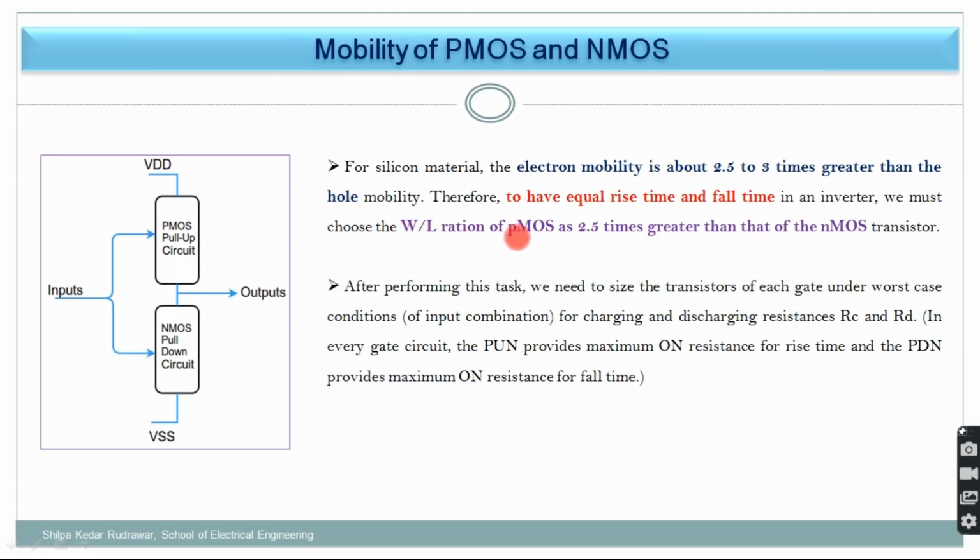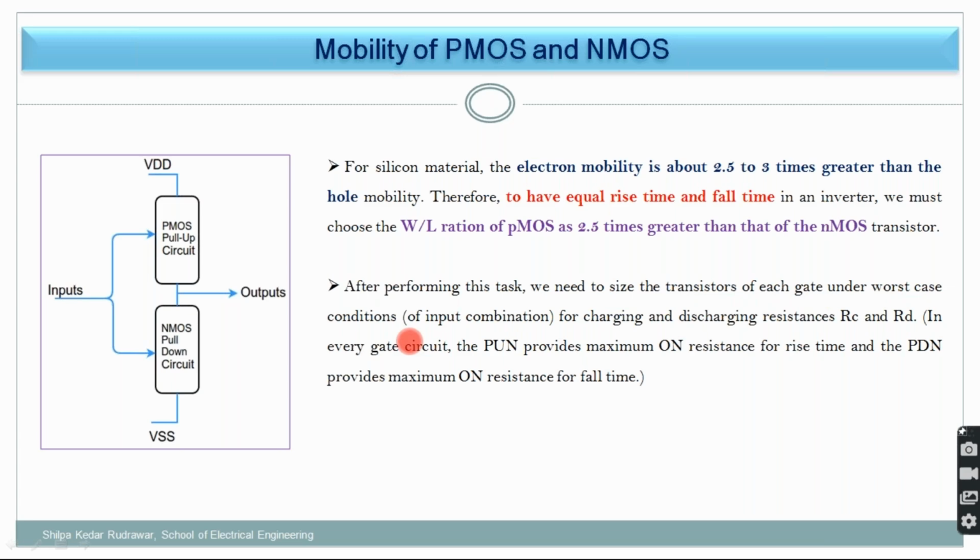We must choose the W by L ratio of the PMOS as 2.5 times greater than the NMOS. So I need to increase the W by L ratio of this PMOS. If the W by L ratio of this NMOS is 1, then the PMOS will be 2.5 times that, which means it will be 2.5. Okay. So after performing this task, we need to size the transistor of each gate under worst case condition.